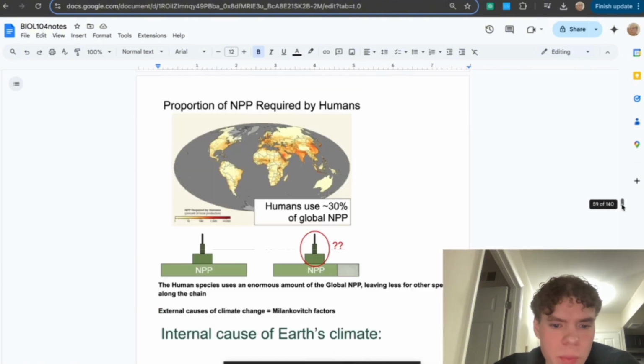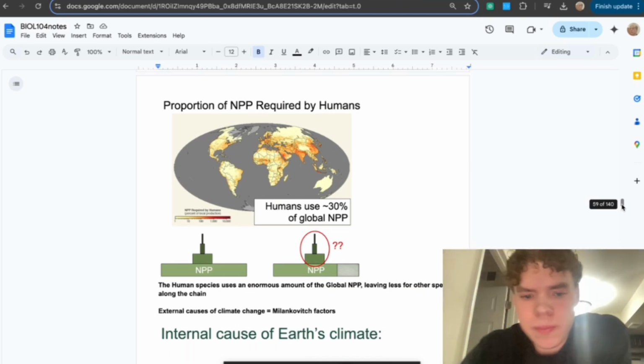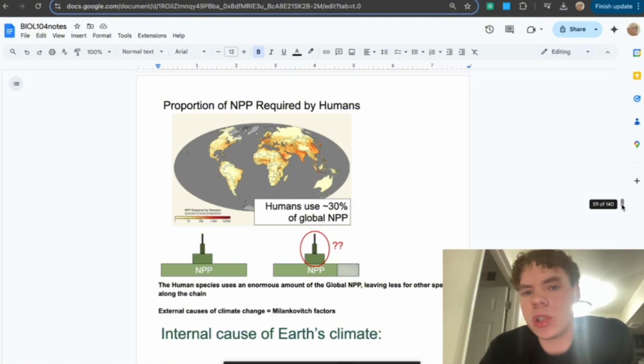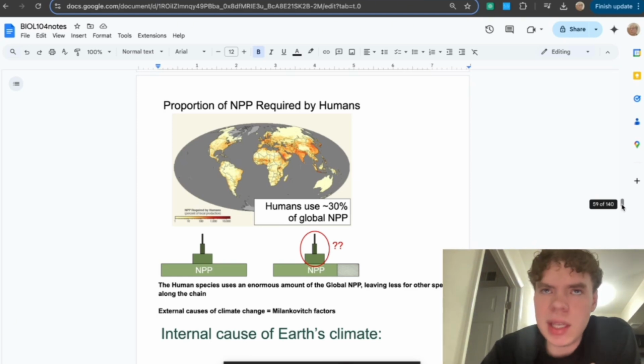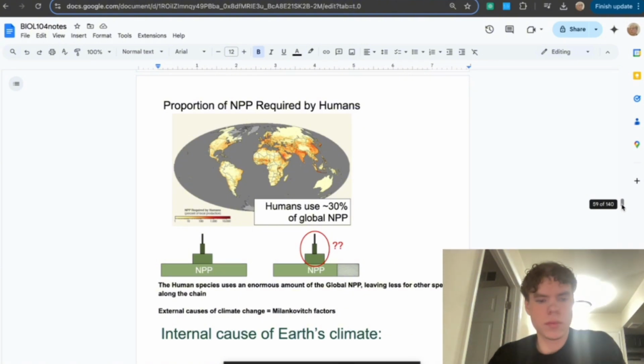And we were talking about NPP and GPP earlier. And we were also talking about how there's a finite number of energy levels. So humans use 30% of the global net primary productivity, meaning that humans are using a significant portion of that energy, meaning that there's less to be passed down to other energy levels.